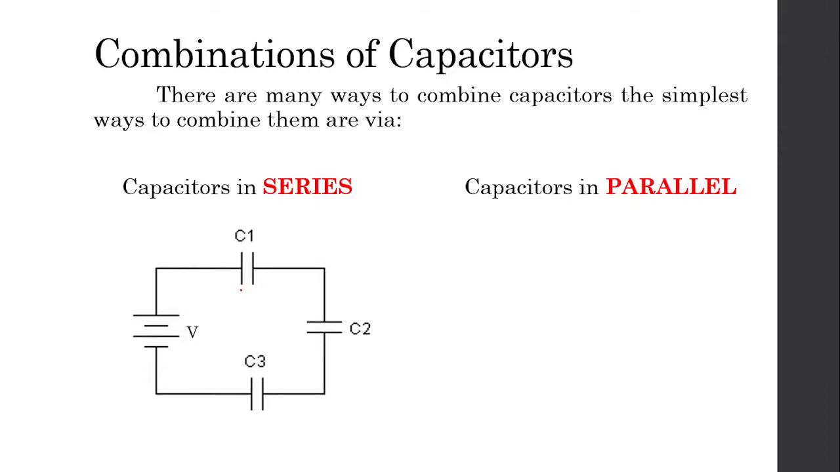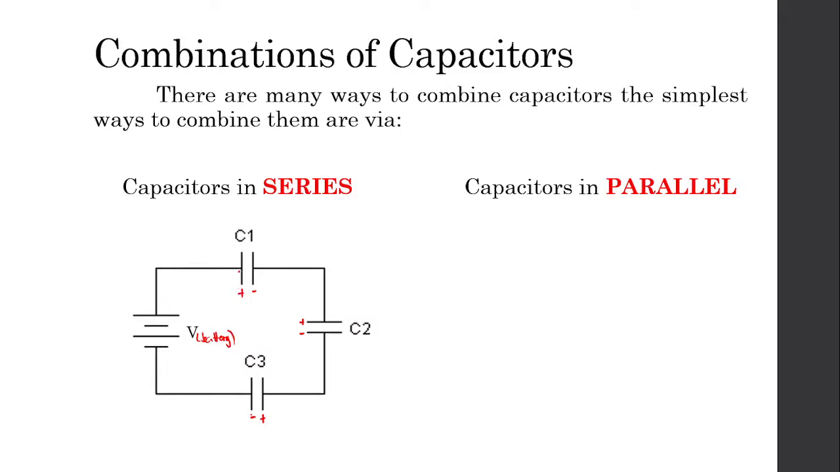So if we have this as our positive and negative plate, and this is our voltage, or usually we can also call this our battery, as you can see, they're in a series. They are connected side by side to each other.